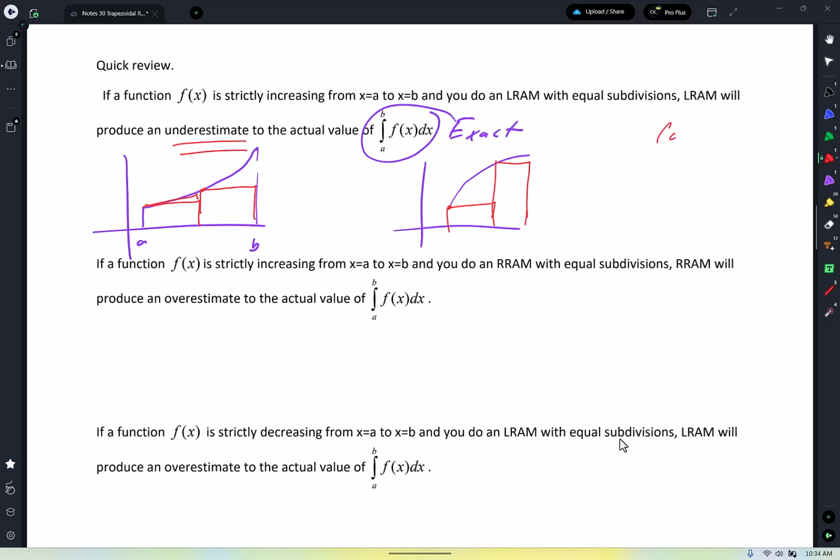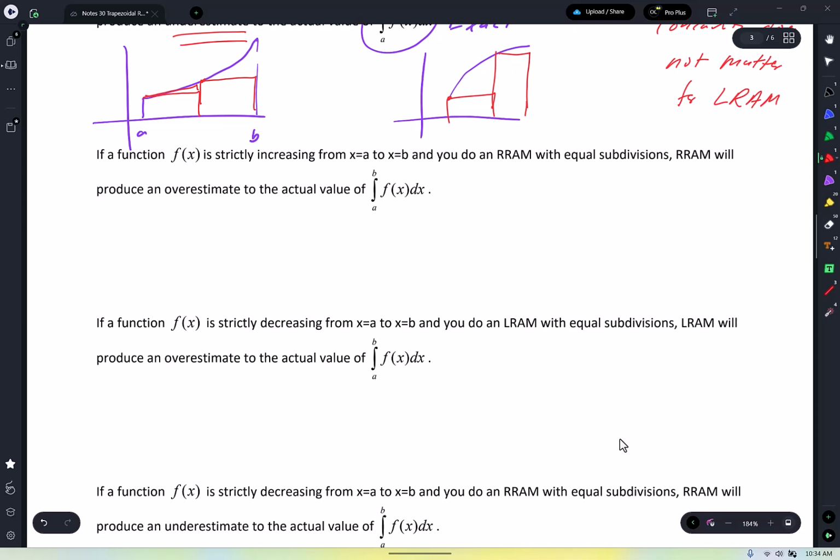Make sure to put that there. Concavity does not matter for LRAM. Increasing, decreasing does. If f of x is strictly increasing and you do an RRAM, we'll produce an overestimate. So here it is.